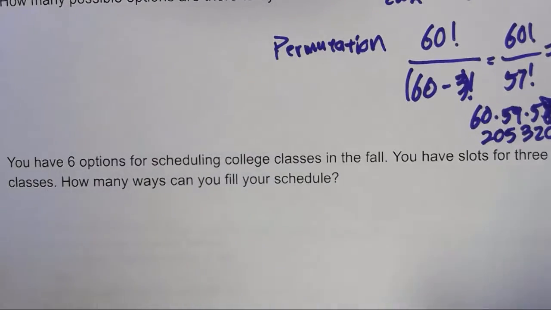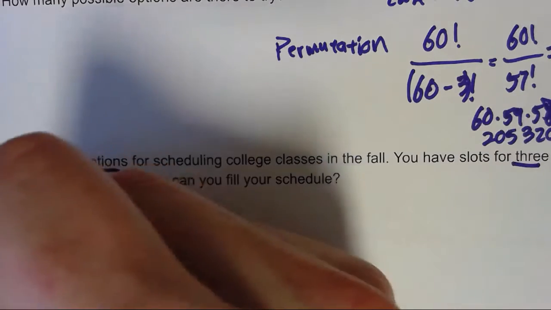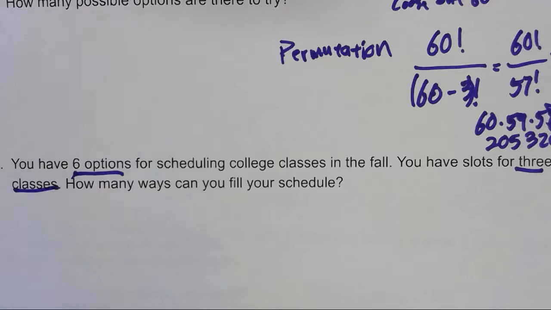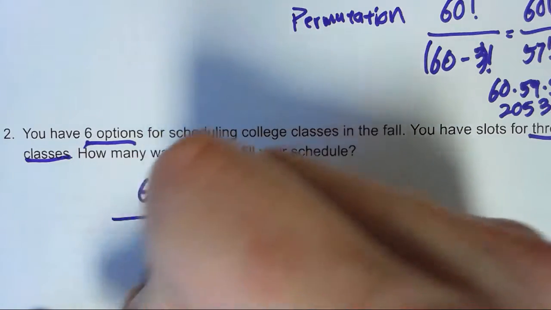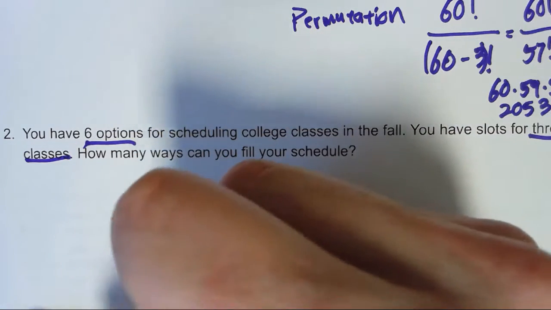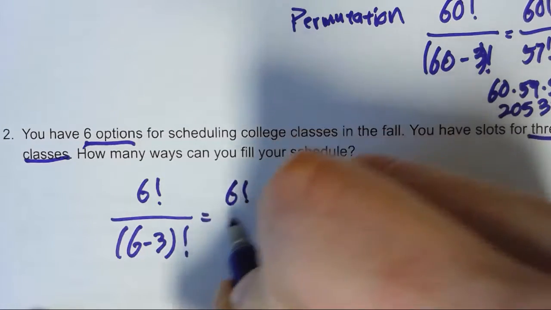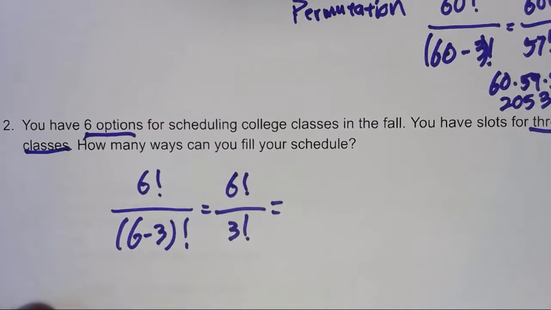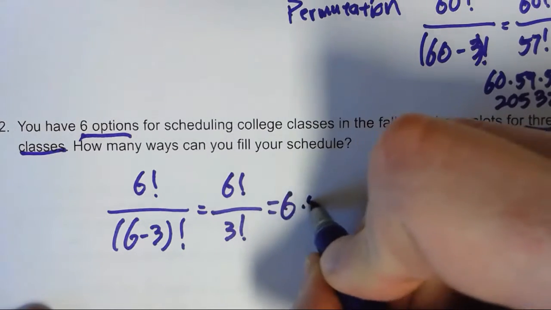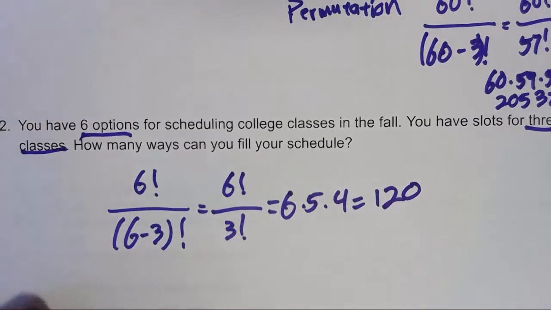With number 2, we have 6 options. We're picking 3 classes. And again, if we change up the order, it's a different schedule. So this again is a permutation. So here we have 6 factorial over 6 minus 3 factorial, and so that's equal to 6 factorial over 3 factorial. If we cancel things out, that's equal to 6 times 5 times 4, which is 120.